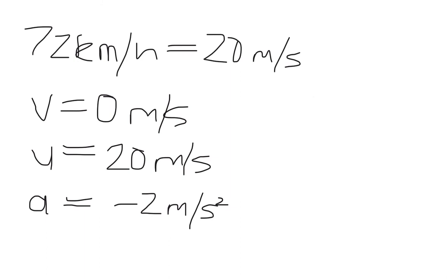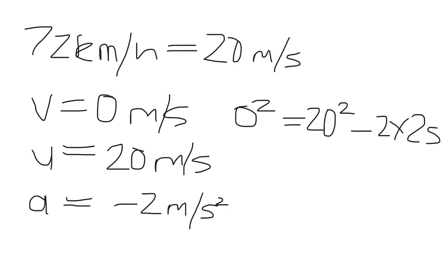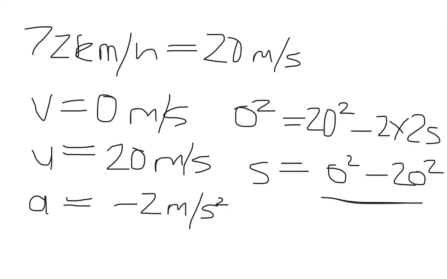Now we substitute the values. v is equal to 0, so 0 is equal to 20 squared, minus, because a is negative, it changes the positive sign there, so it becomes minus 2 times 2 times s. Now rearranging the equation, we have s is equal to 0 minus 20 squared over 2 times negative 2, and that gives us a displacement of 100 meters.